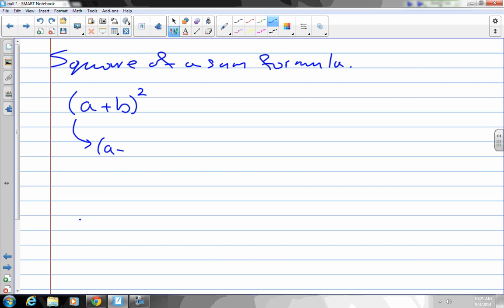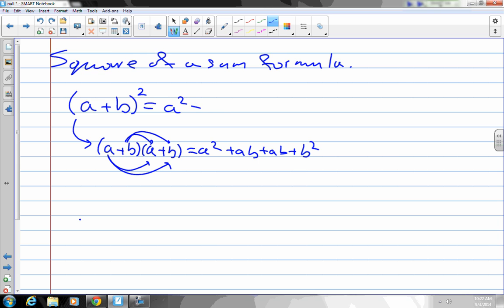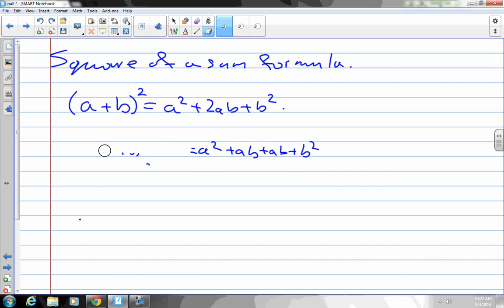It is a plus b, and when you do the FOIL, it's a times a, that's a squared, ab, so that's ab, another ab, and b squared. When you combine like terms, ab plus ab is 2ab. So it becomes a squared plus 2ab plus b squared. Is that okay? There's just a little FOIL. You can recreate that. It's not that important.